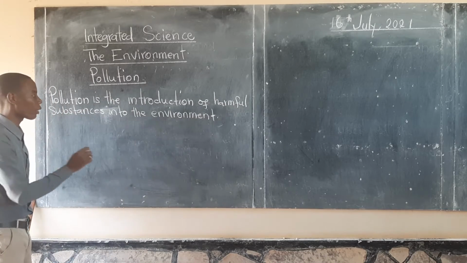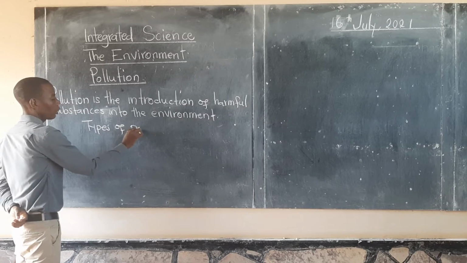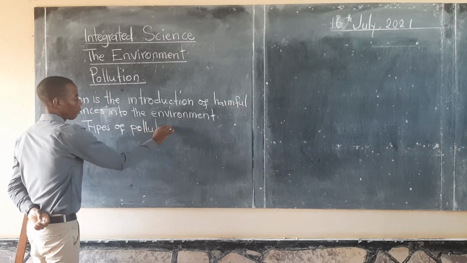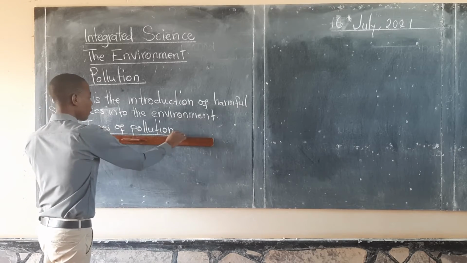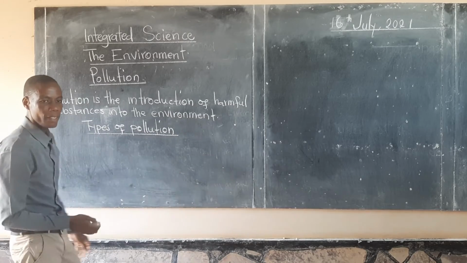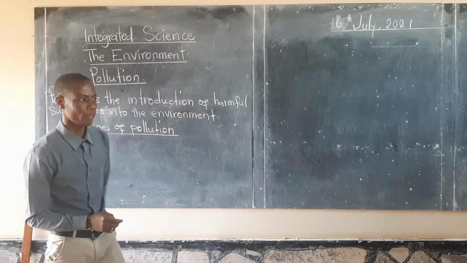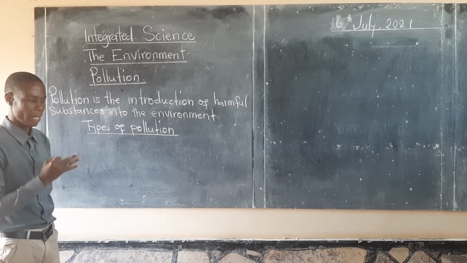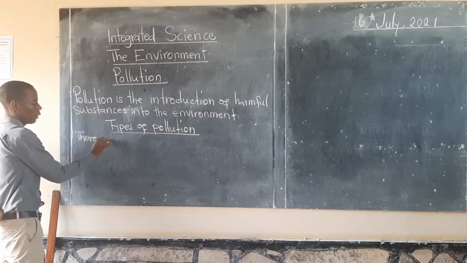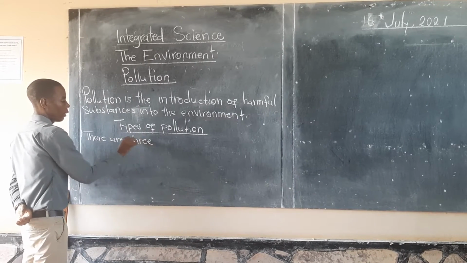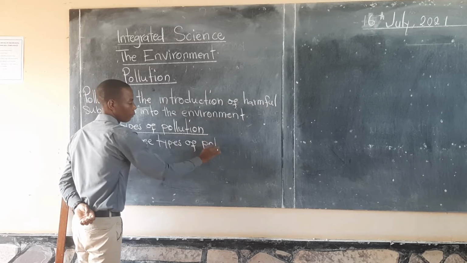Now from that, we can talk about types of pollution. What are the different types of pollution? Alright, there are three types of pollution.